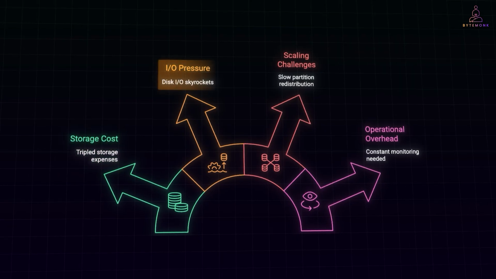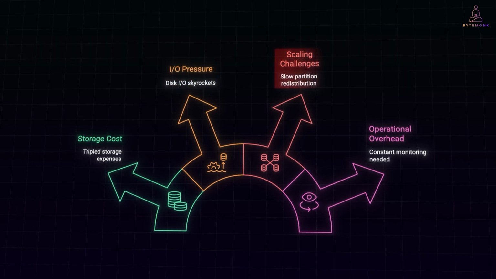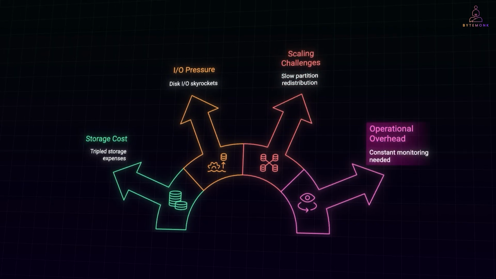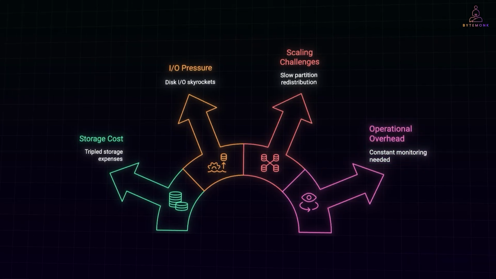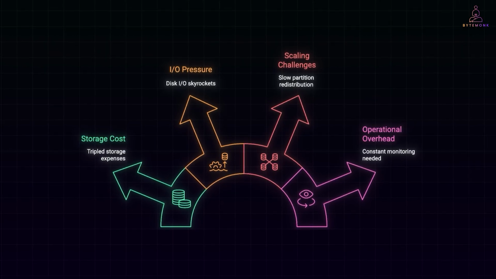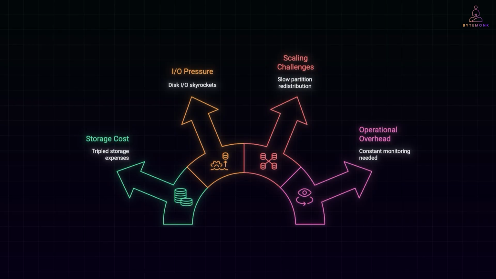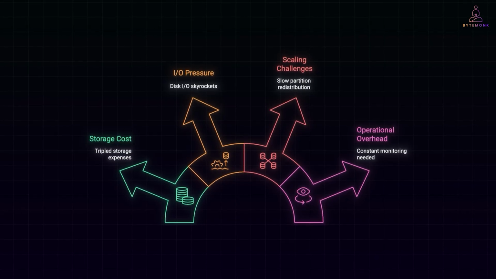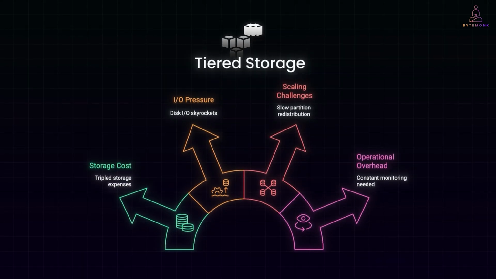Each broker's disk is handling both new writes and old reads. When many consumers read historical data, disk I/O skyrockets. And adding new brokers means redistributing partitions, which involves copying tons of data, a time-consuming and risky operation. And finally, teams must constantly monitor disk space, move partitions, and plan retention carefully to avoid brokers running out of space. In other words, Kafka's strength, durability through local disk, also became its biggest pain point as data volumes exploded. And that's when the community started exploring new ideas like tiered storage and eventually diskless Kafka.